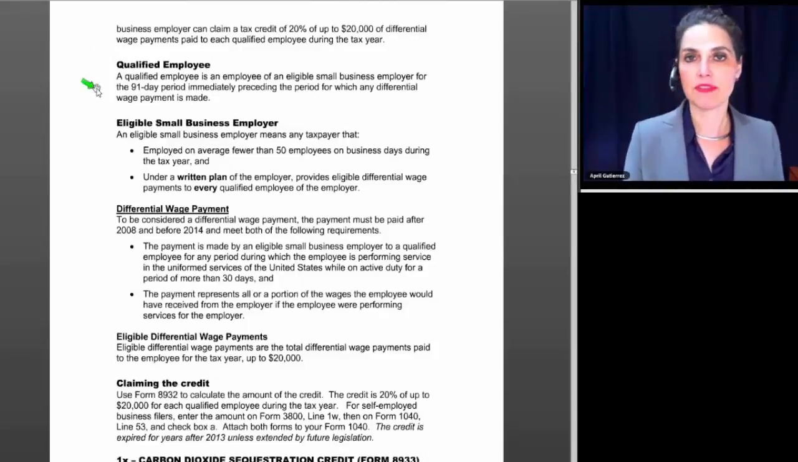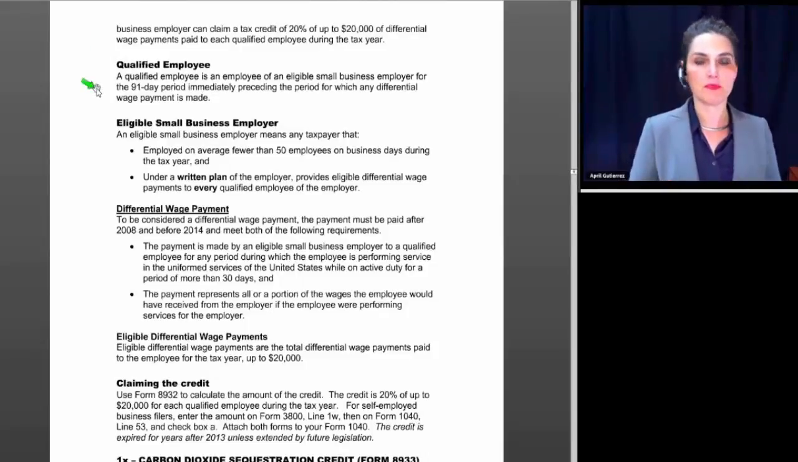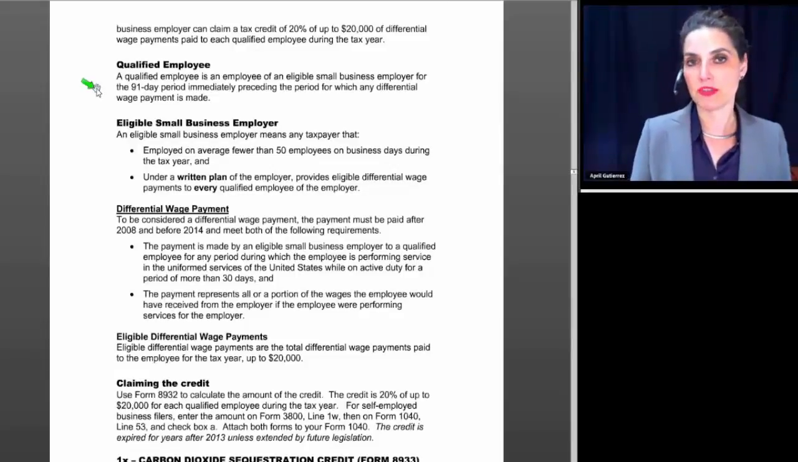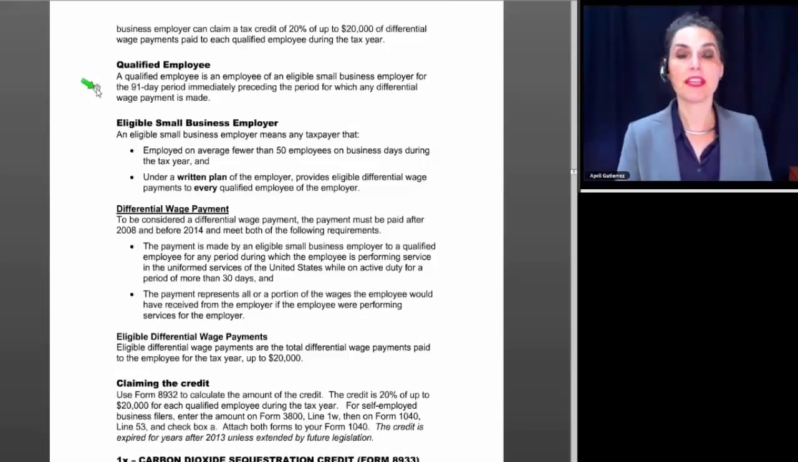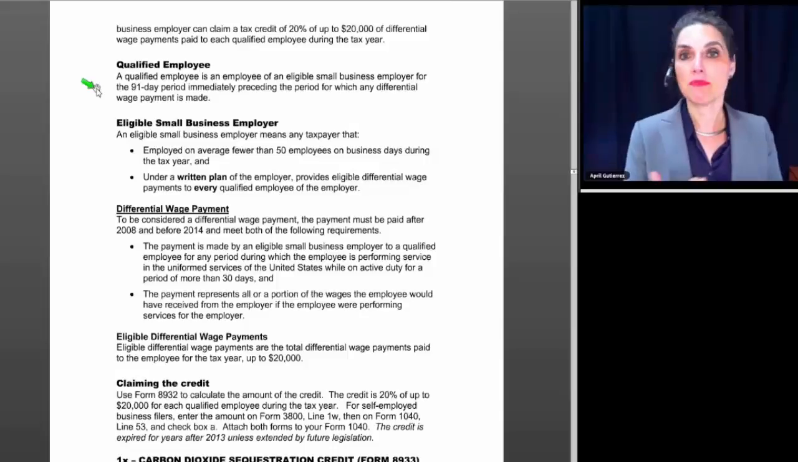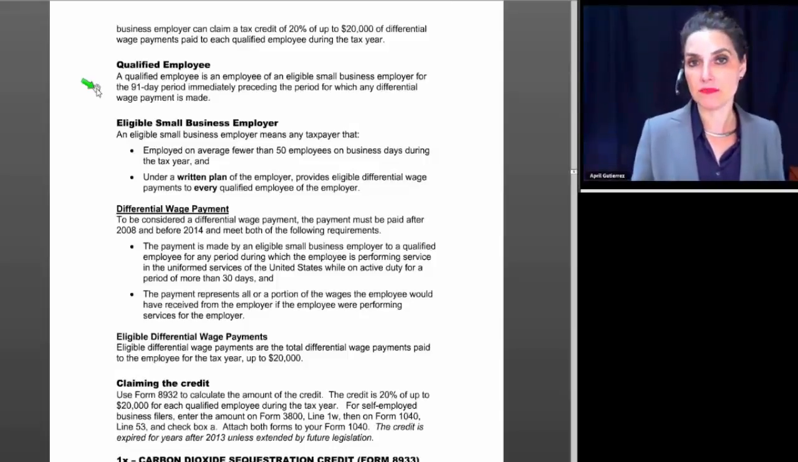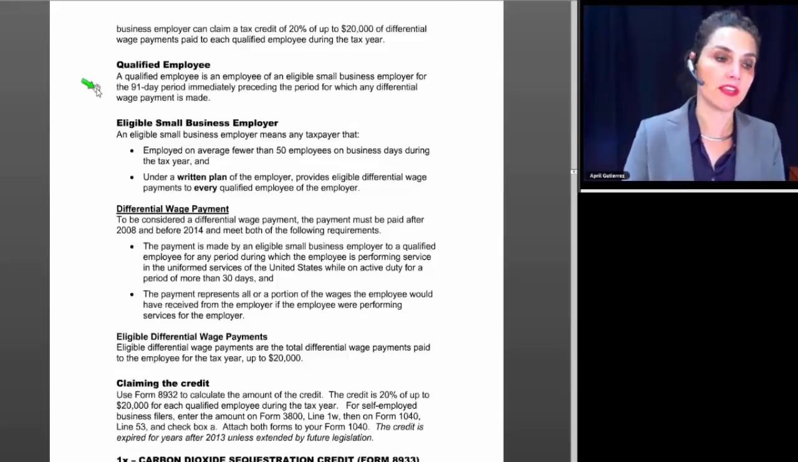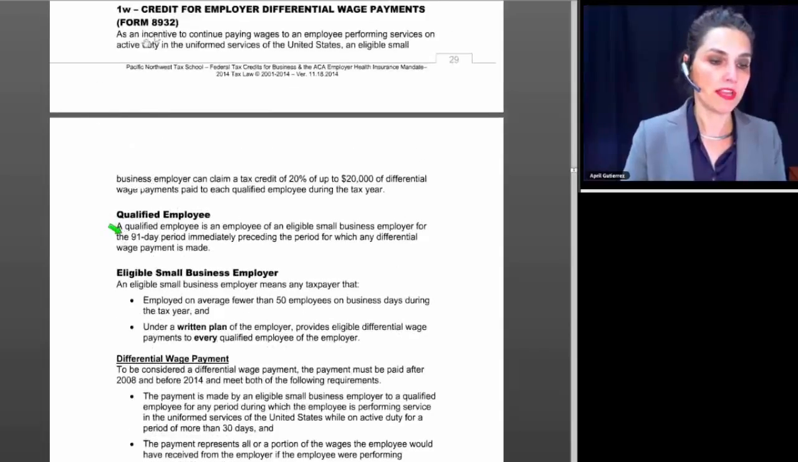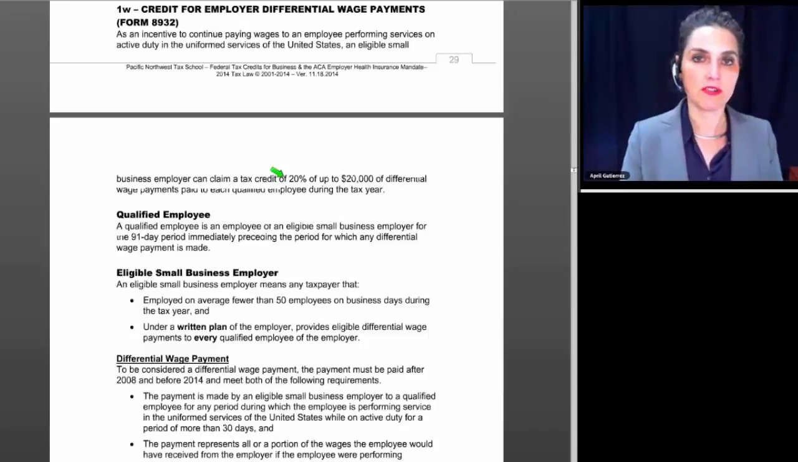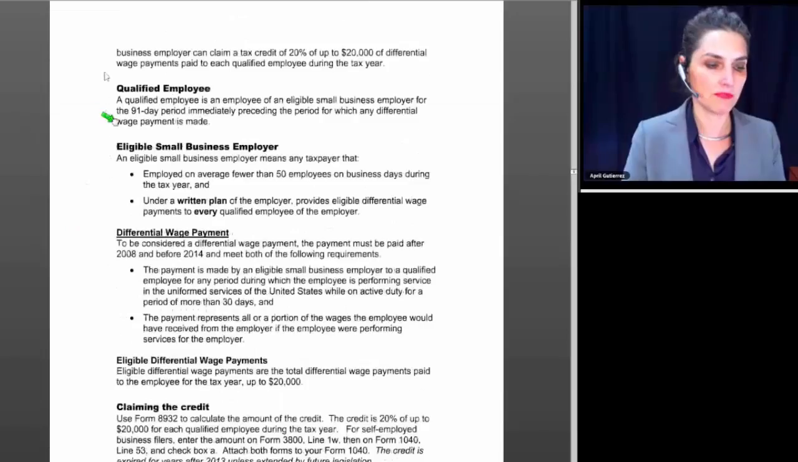So essentially what happens is an employee is a member of the reserves. He is working for a particular employer, he's called up to the reserves, and when he goes to serve his country or her country, takes a pay cut. And some employers actually bridge that loss in wages and continue to pay the difference to that particular employee while they're serving. And under the differential wage payment credit, an employer who did bridge that gap could claim a credit of 20% of up to $20,000 of the differential wages that they paid to a particular employee.